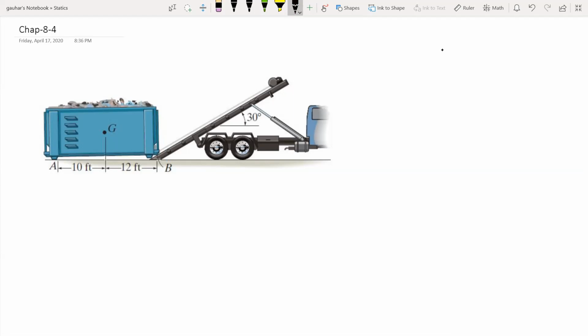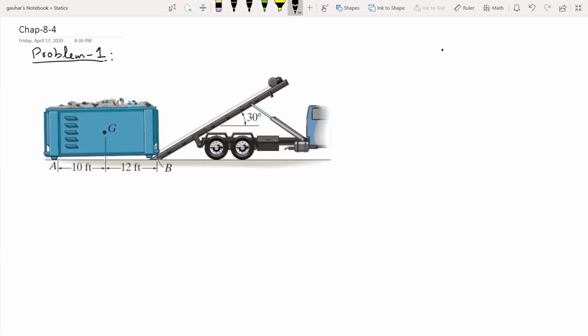So this is problem 1 of your handout. The system is as shown. So let's go through the statement. The winch on the truck is used to hoist the garbage bin onto the bed of the truck. If the loaded bin has a weight of 8,500 pounds and the center of gravity at G, determine the force in the cable needed to begin the lift. The coefficients of static friction at A and B are 0.3 and 0.2 respectively. Neglect the height of the support at point A.